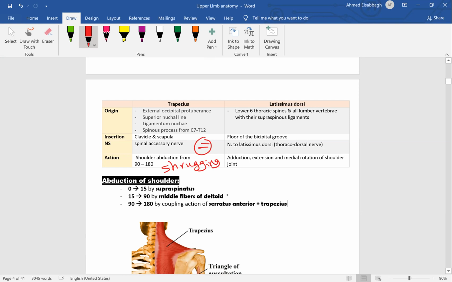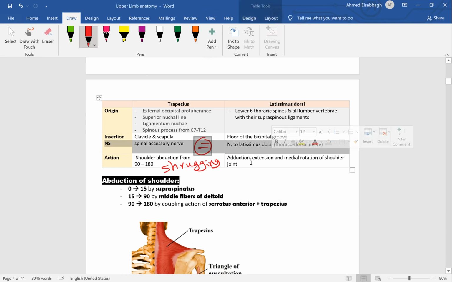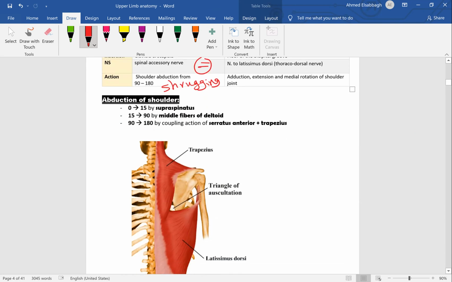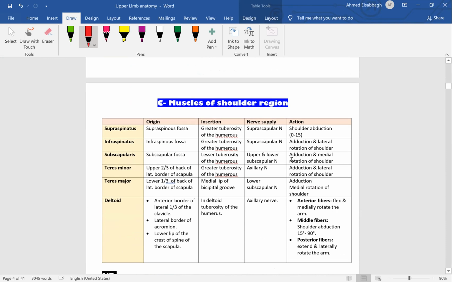Shrugging of the shoulder. Okay? Action of latissimus dorsi is not important. So what you will have to know from this table is the insertion of latissimus dorsi, nerve supply, which is extremely important, and the action of trapezius. Okay? This is the shoulder abduction grades, as I told you.